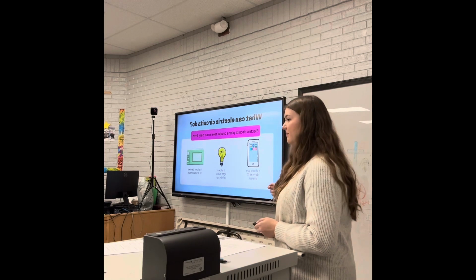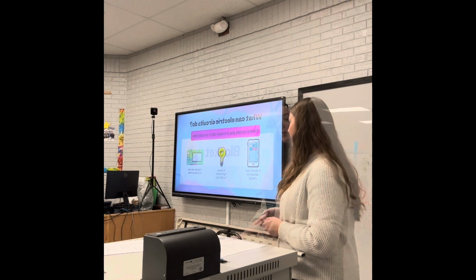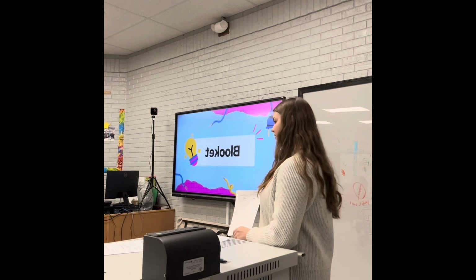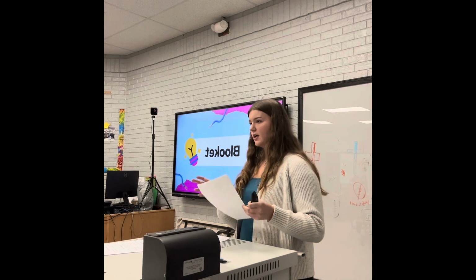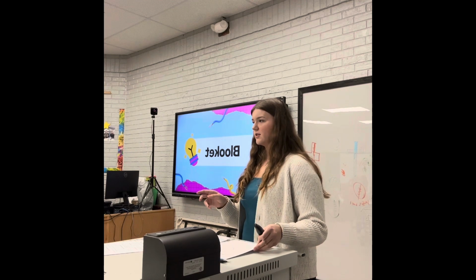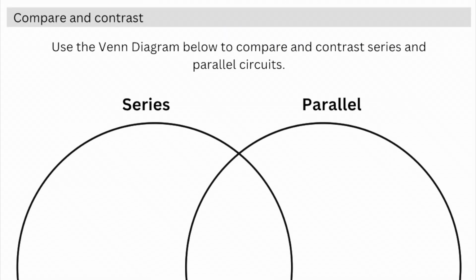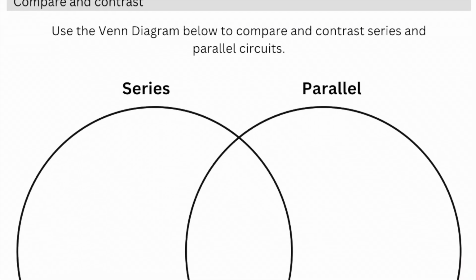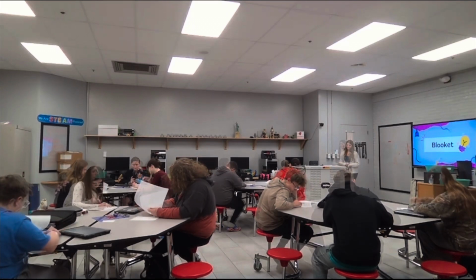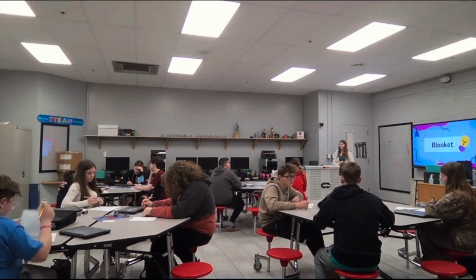Electric circuits play a crucial role in our daily lives. So your phones, they're charged because of circuits. We're going to do this Venn diagram. We're going to compare and contrast series and parallel circuits. So you'll have about 3 minutes to do that by yourself, and then we're going to talk with our groups. Make sure you use your notes for this, guys. It'll help. Go ahead and share with your partners.